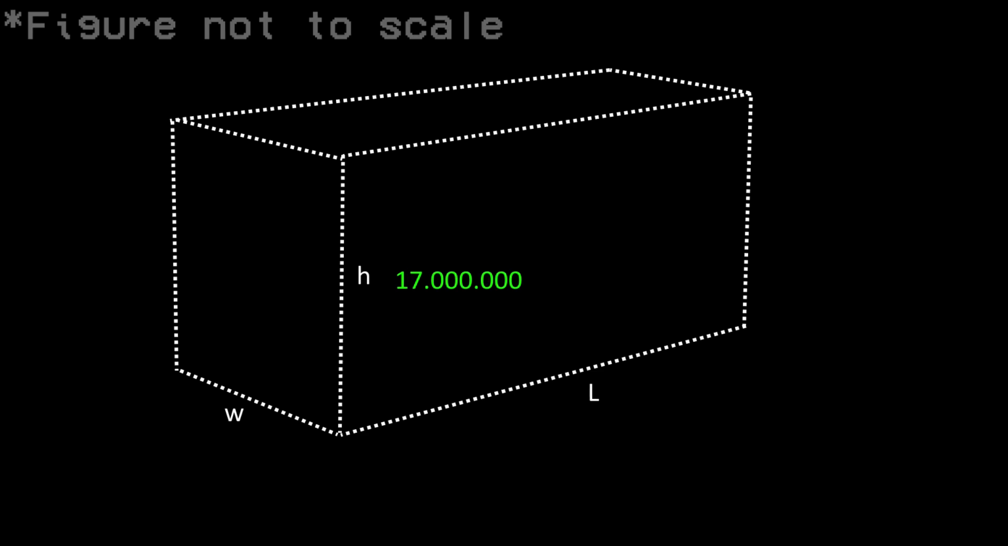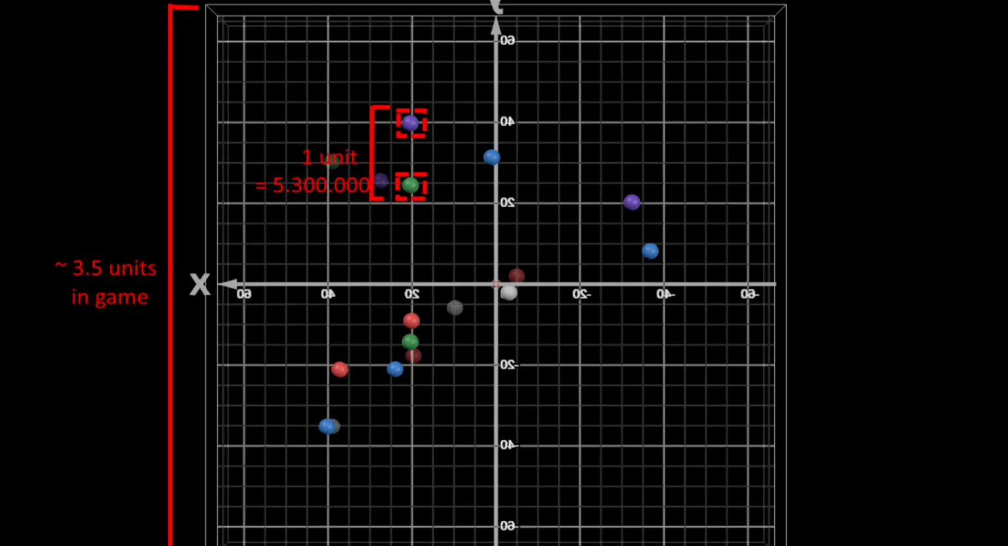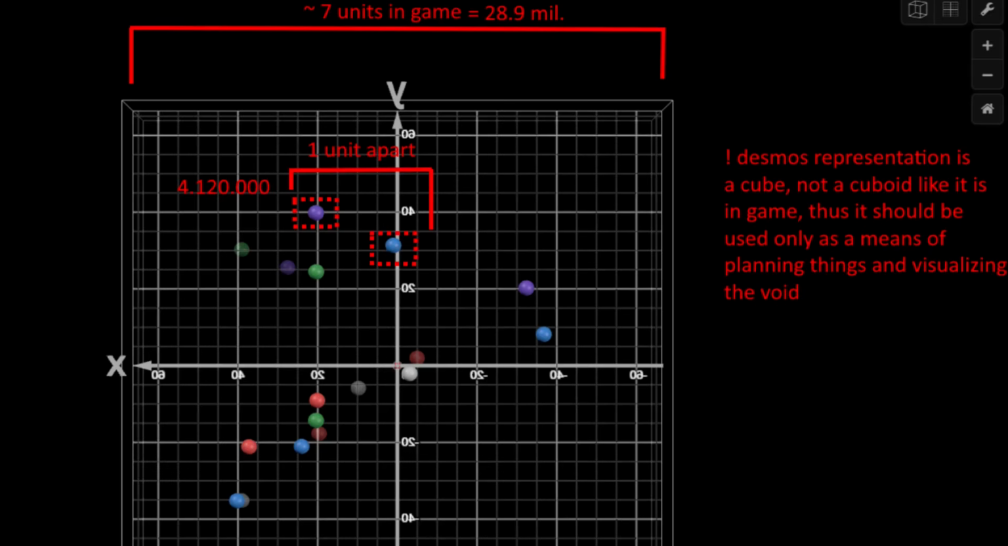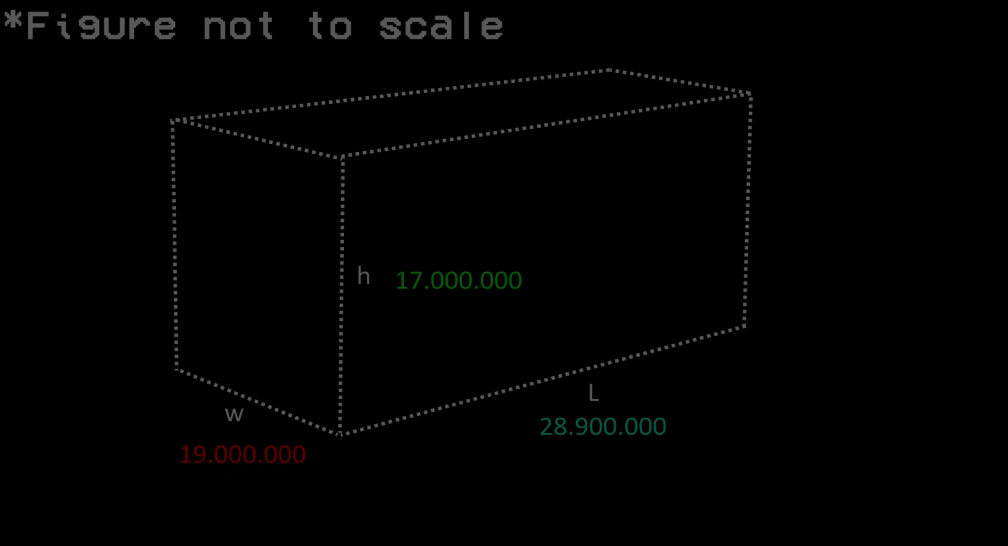Repeating the same process but with two other maps, we get that the width is 19 million and the length is 28.9 million. So in the end, the approximate area of the known void is, well, this, which is roughly, yeah, that, with at least some margin of error.